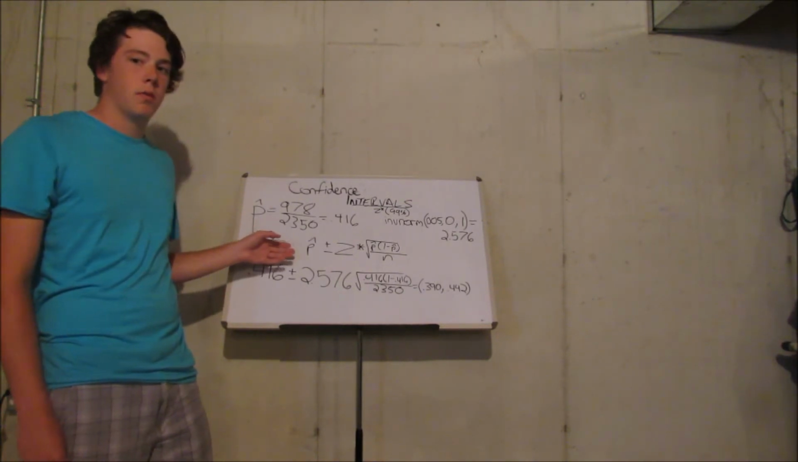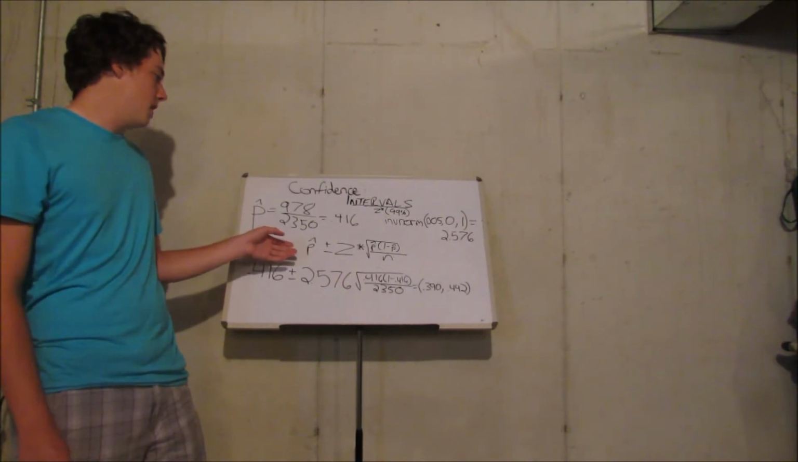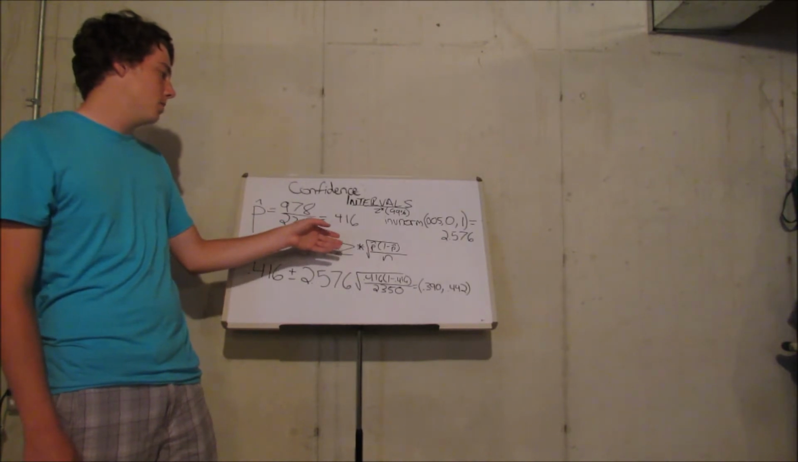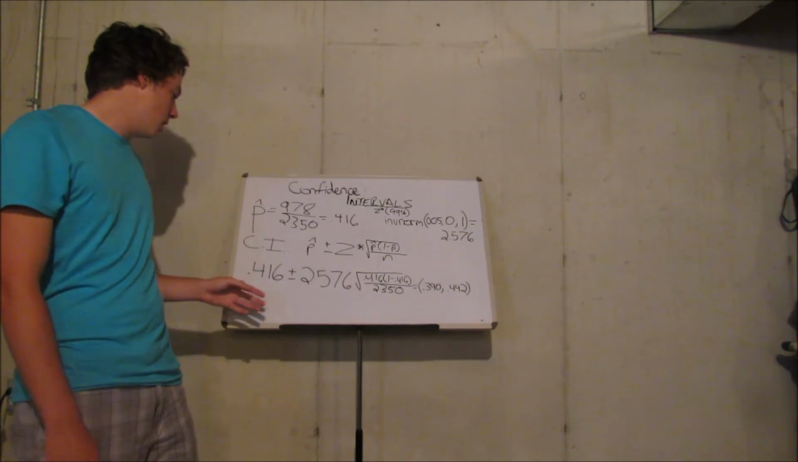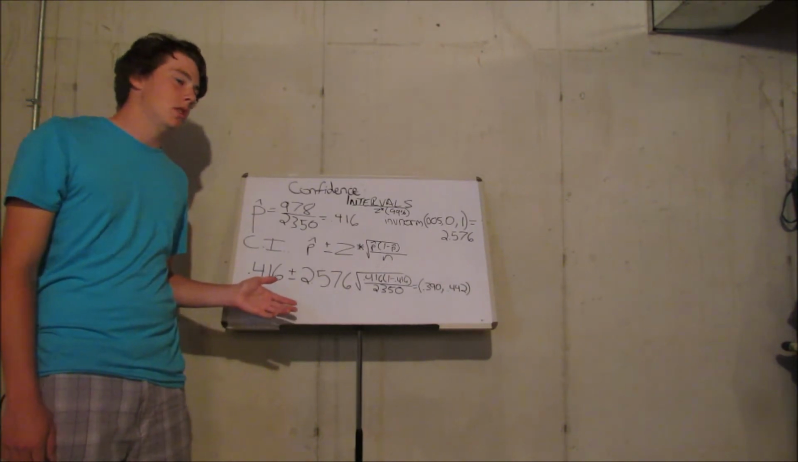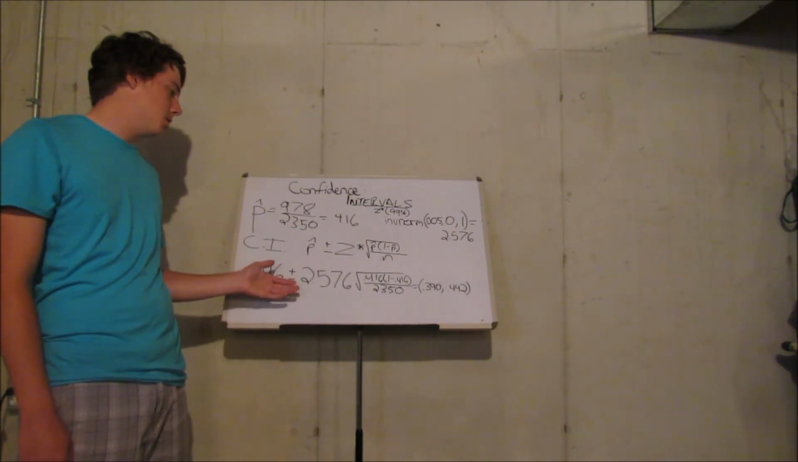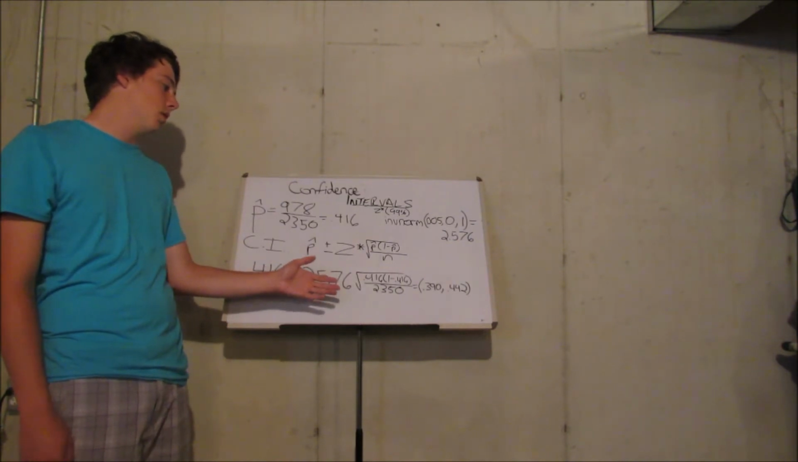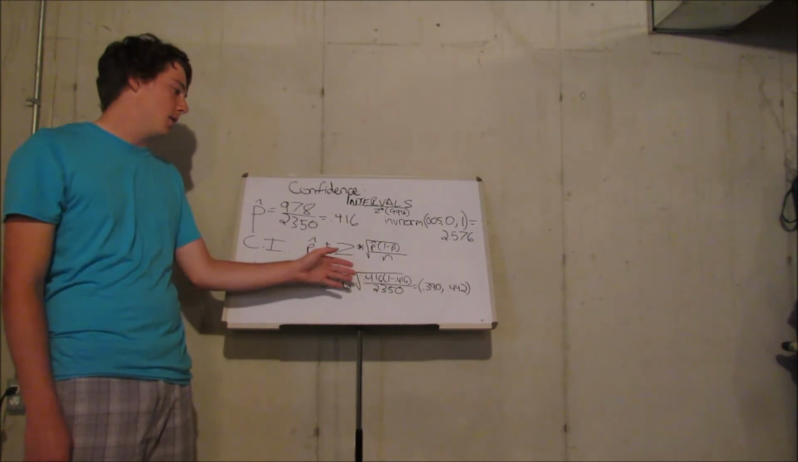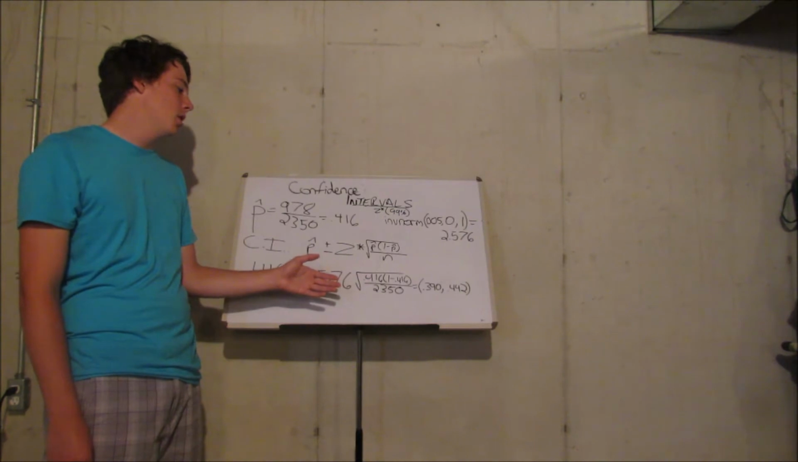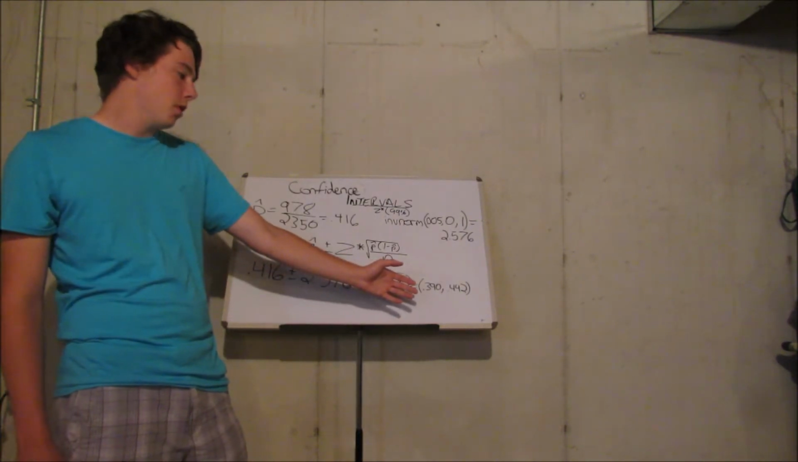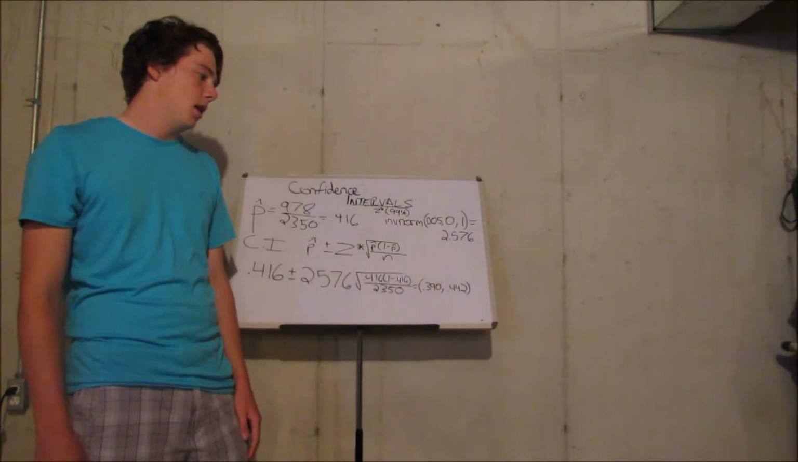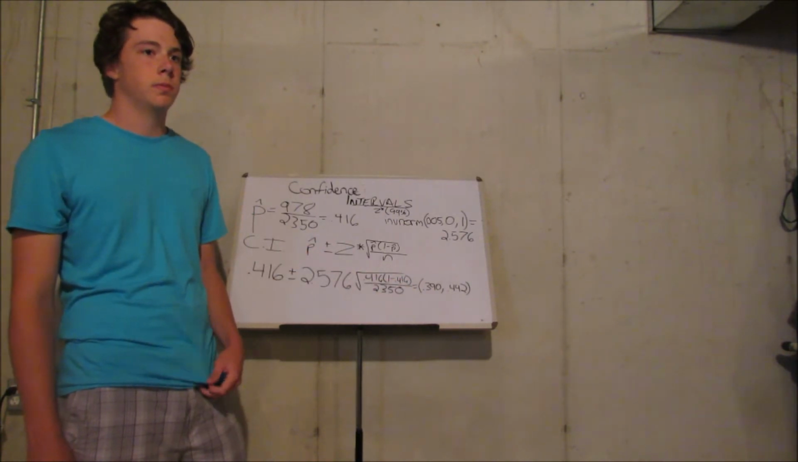The equation for a confidence interval for a one proportion test is p hat plus or minus z star times the square root of p hat times 1 minus p hat over n. So we plug this into the equation. 0.416 plus or minus 2.576 times the square root of 0.416 times 1 minus 0.416 over 2,350. And we get a confidence interval of 0.390 to 0.442.